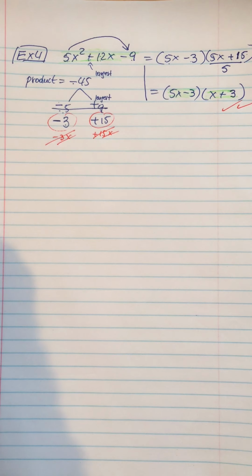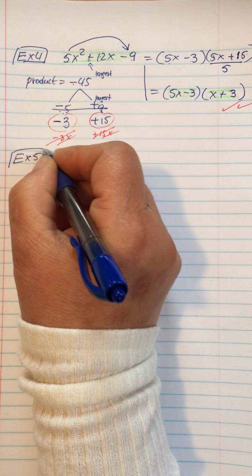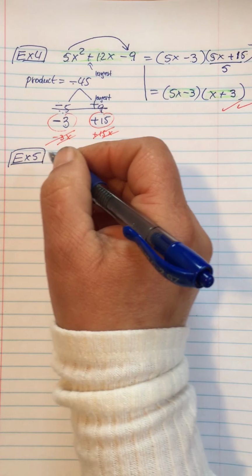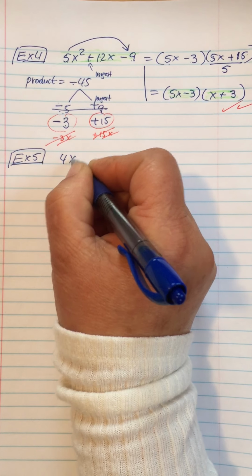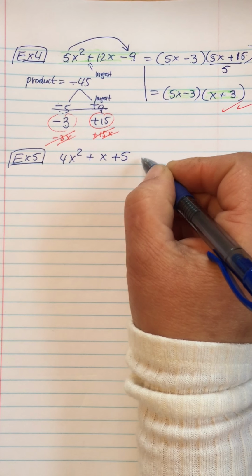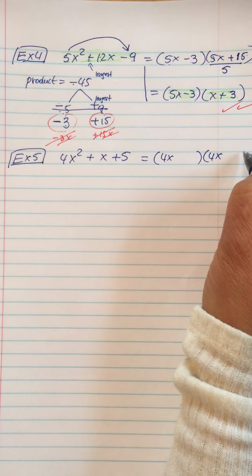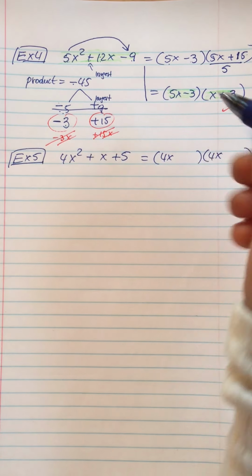Now let's look at another example. Example 5. I want to factor 4x squared plus x plus 5. And if I can factor, I will write 4x, 4x, and I'm waiting for two numbers, and later I will simplify.